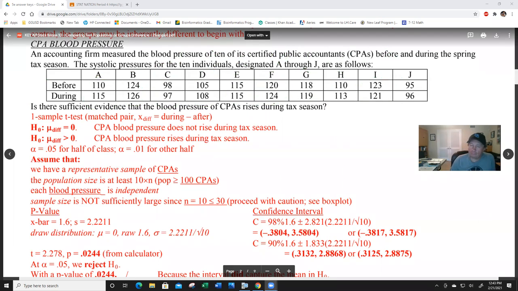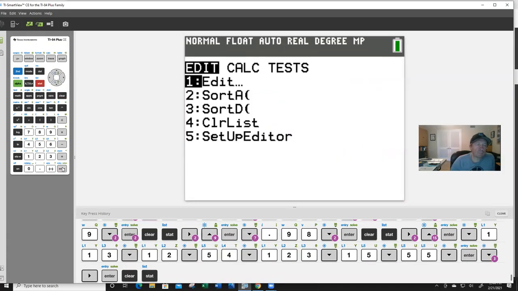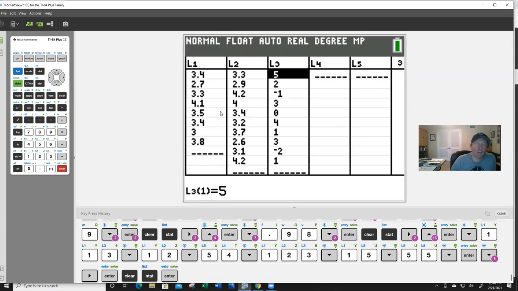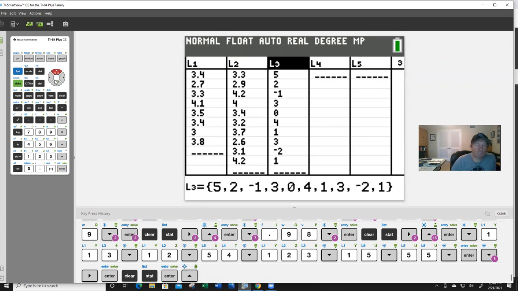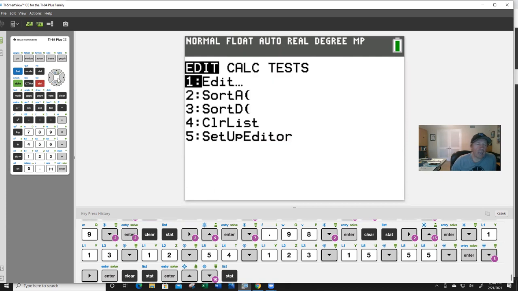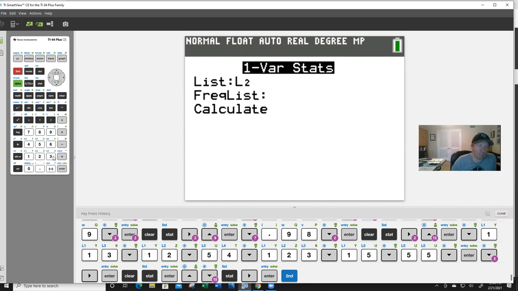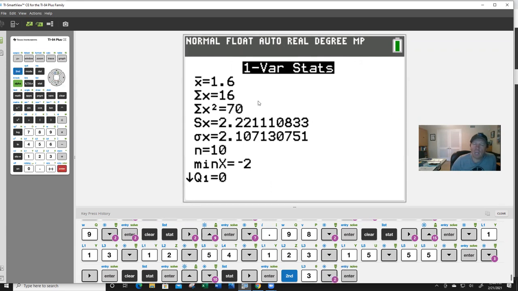Let me show you. Okay, so here we go. We got all these numbers in here. That's what I relayed to you. And you're just going to go stat, calc, one variable stats. And I put it in L3. You might be in L1, but whatever. L3. Hit calculate. And the mean is 1.6. You need this number. And you need the standard deviation, 2.221. That's what you need.